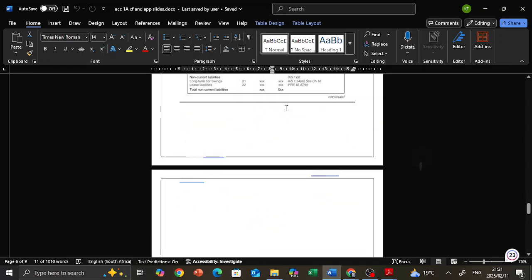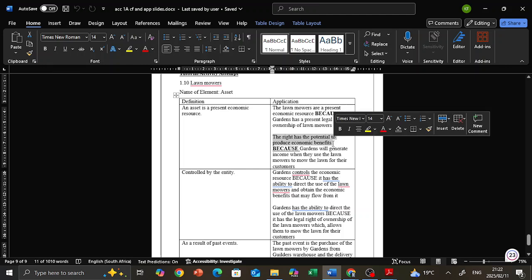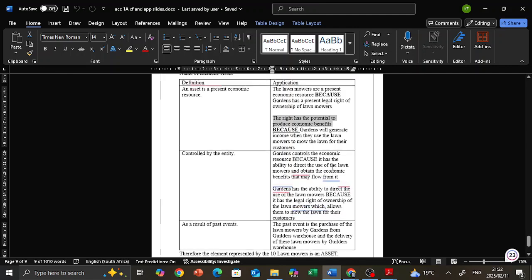So that is why you have to mention right. Okay? Because Gardens has the present legal right of ownership of the lawnmowers. Okay? The right has the potential to produce economic benefits, right? That is us defining an economic resource, okay? Right here. Because why? Why does it have the potential to produce economic benefits? Because Gardens will generate income when they use the lawnmower to mow the lawn for their customers. Yeah? It's a mouthful. I won't lie to you. Make sure you study this well, okay?